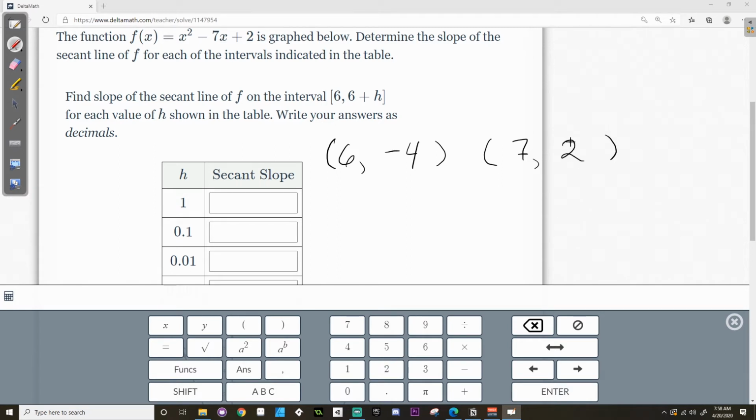Now to find the slope between these 2 points, 2 minus negative 4 is 6, 7 minus 6 is 1. So that means the slope between those 2 points is 6. And I'll get to why I'm using the calculator here in just a second.